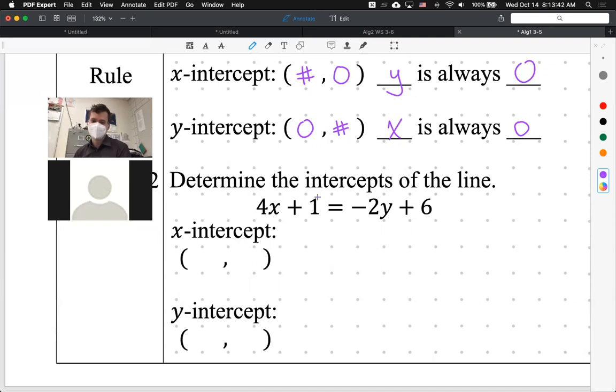Get x and y on the same side. Okay, we can do that. Which side do you want to go on? Let's go minus 4x. Minus 4x on both sides. So minus 4x, minus 4x. So I have now, those are gone. I have 1 is equal to negative 2y plus 6 minus 4x. Okay, now the x's and y's are on the same side.